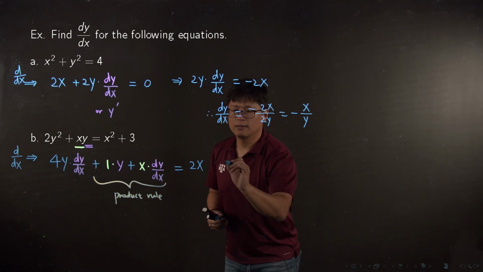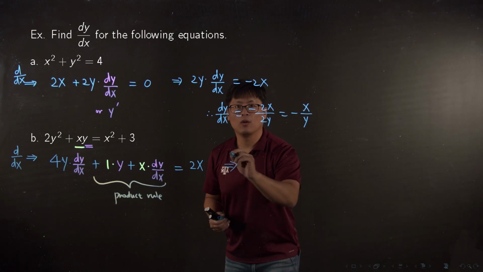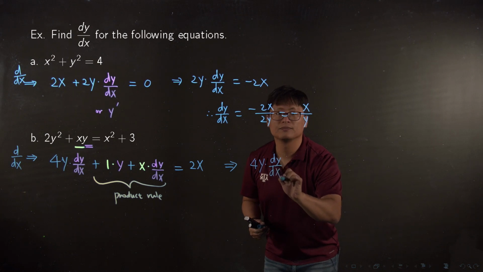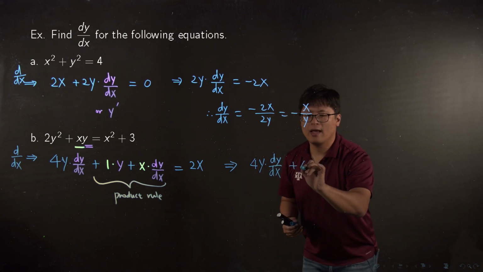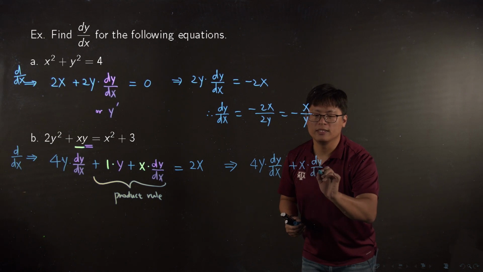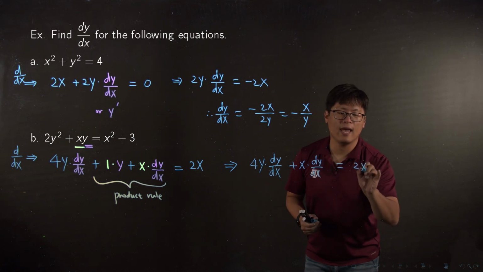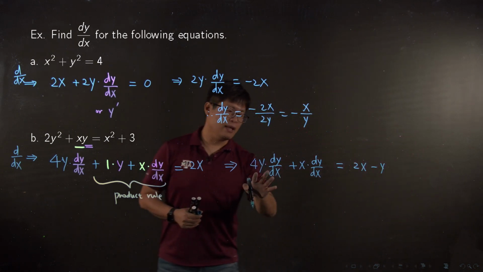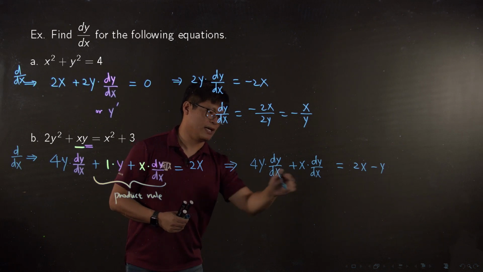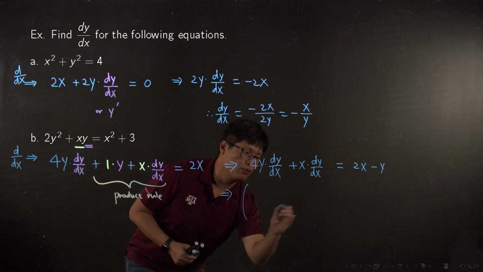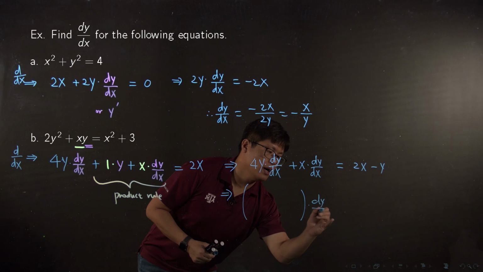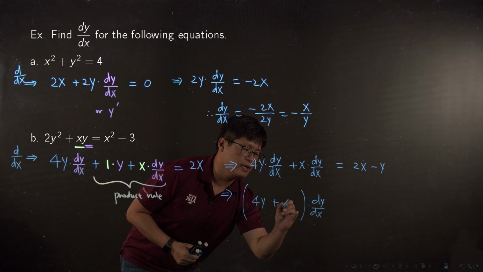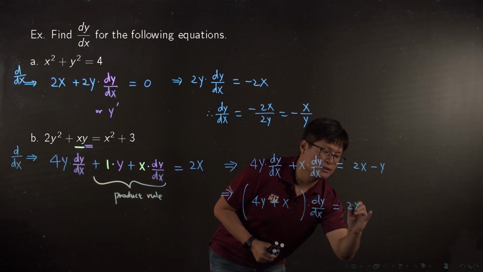So here we go. Then, okay, let me write here, okay? On the left-hand side, you have 4y dy dx. And then we have x dy dx is equal to 2x, and this y came from the left-hand side, okay? And on your left-hand side, let me pull out dy dx, okay? Then this is, with big parentheses, dy dx. Inside, the remaining part, okay? 4y plus x equal to 2x minus y.